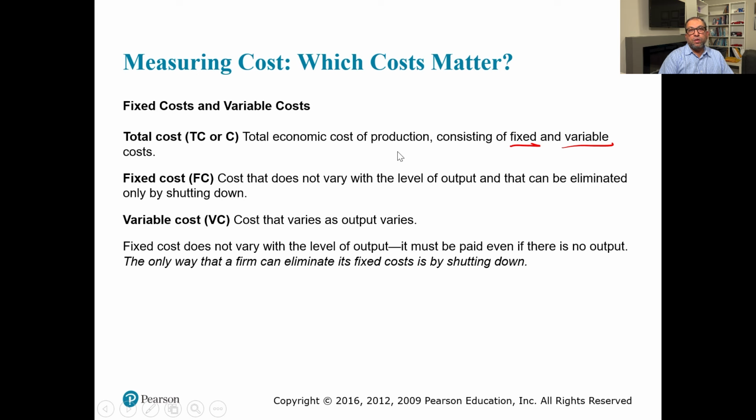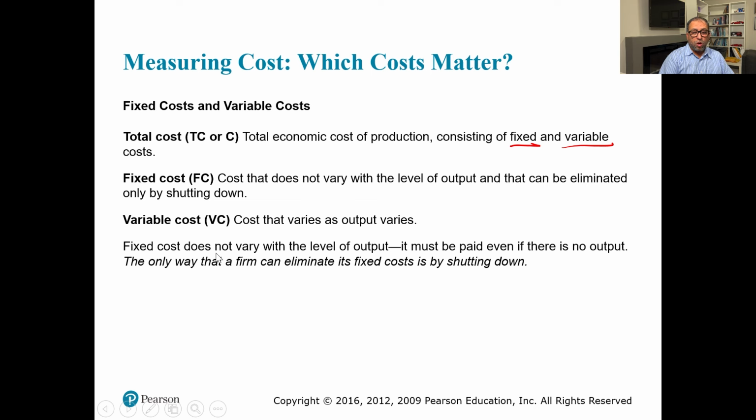What is the definition? We already have an idea of what fixed cost is: a cost which cannot change over a certain range depending upon the output. So it doesn't change with the output over a certain range. It is a cost that does not vary with the level of output, and that can be eliminated only by shutting down. Fixed cost can only be eliminated if we shut down the business. However, the variable cost is the cost that varies as output varies.